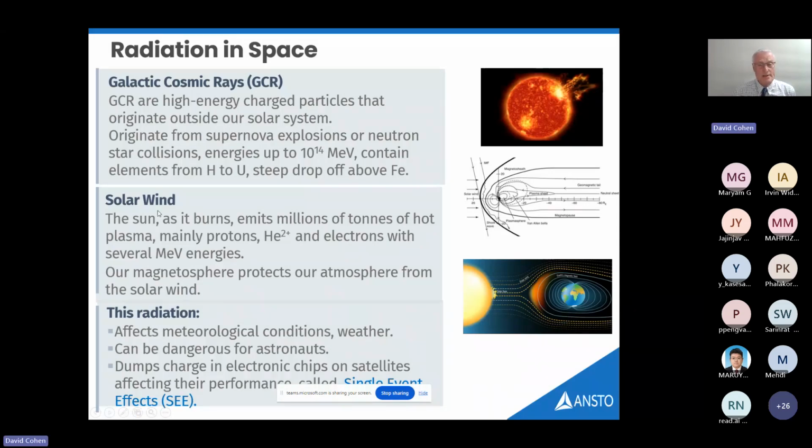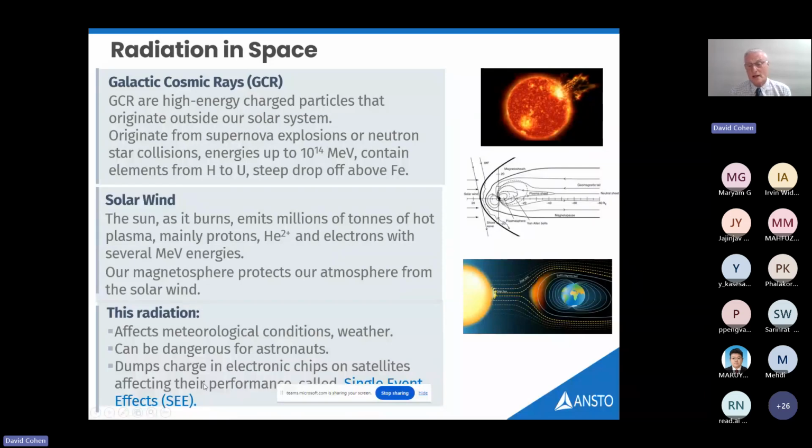We then have the solar wind, which is really plasma emitted, millions of tons of hot plasma emitted, mainly protons and helium with electrons, again with MeV energies. And it's only our magnetosphere that protects the Earth. So these things get deflected around the magnetosphere of the Earth. And without that, we would have much higher radiation on Earth than we've got. So the question is, when we put something, astronauts or electronics, up into space, will it survive?